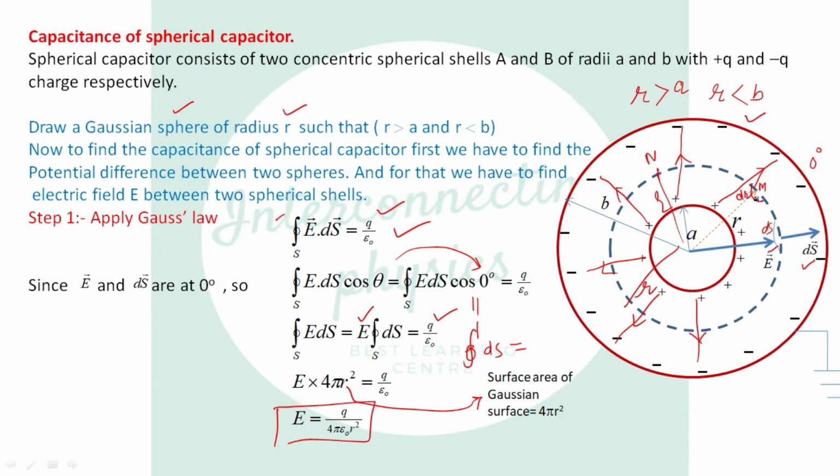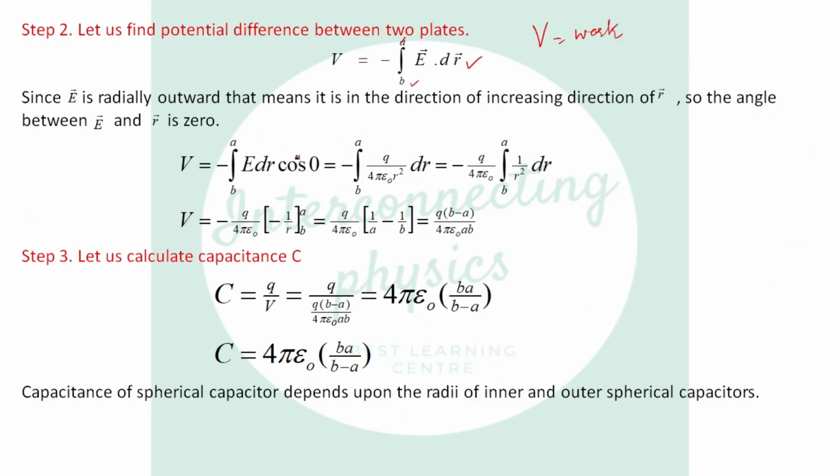Now the direction of dr will be radially outward, and the electric field is also radially outward. So the angle between the E vector and the dr vector will be 0 degrees. Again E dr cos theta, theta becomes 0 and cos 0 is 1, so we are left with E dr. Put the value of E, that is q over 4 pi epsilon naught r square. Take the constant terms out of the integration, that is q over 4 pi epsilon naught. Now let us find the integration of 1 over r square dr.